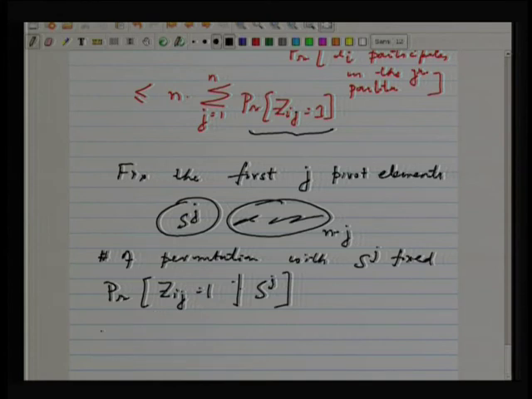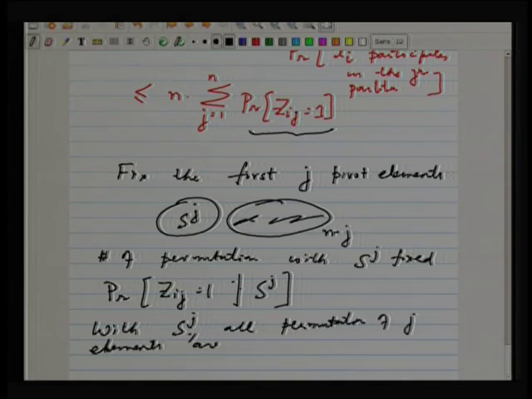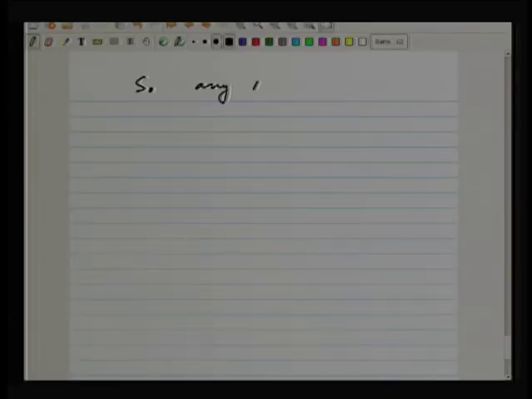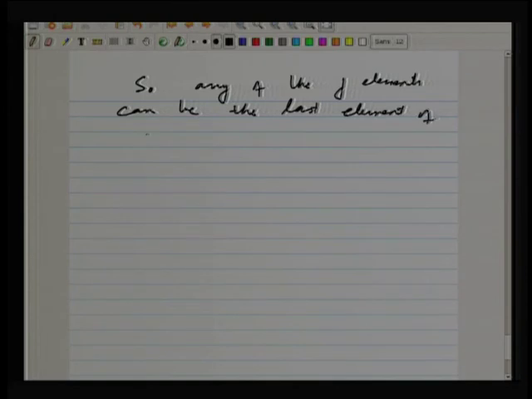Now, again within these j elements, within Sj, all permutations of j elements are equally likely, okay, which means that any of the j elements can be the last element of the permutation, equally likely.